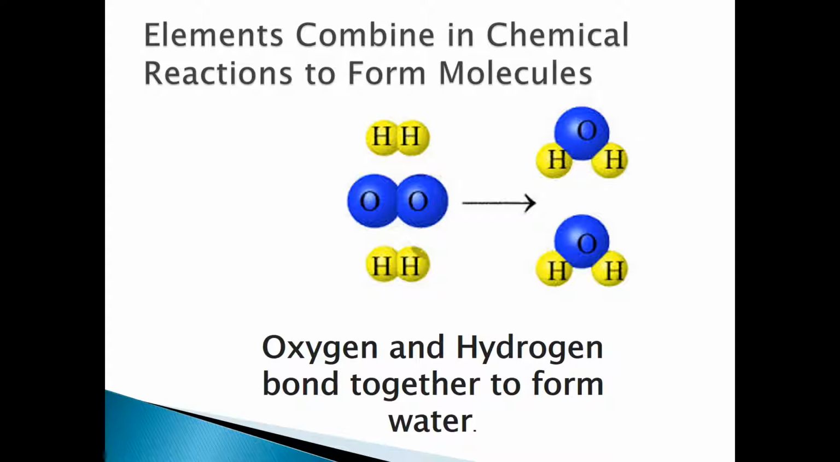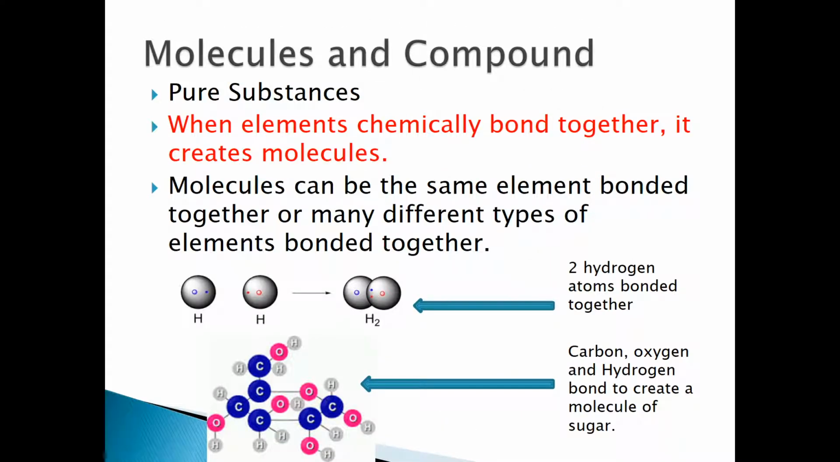So what's the difference between a molecule and a compound? A molecule is when you have multiple atoms bonded together. A compound is also multiple atoms bonded together, but you have this additional constraint that it has to have at least two different types of atoms. So for example, H2 is a molecule. Sugar is also a molecule, but it's also a compound, and H2 is not a compound because it doesn't have an additional type of atom.